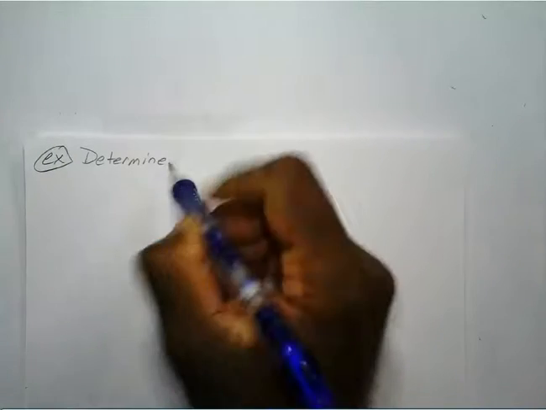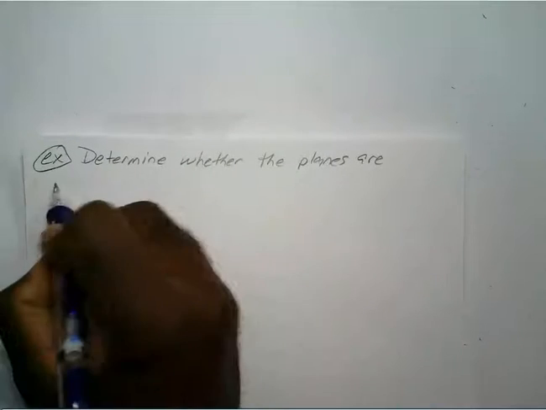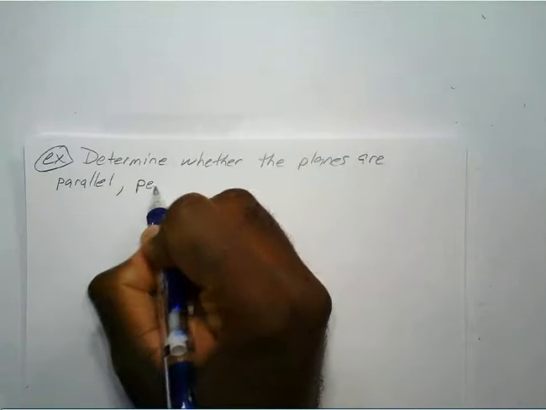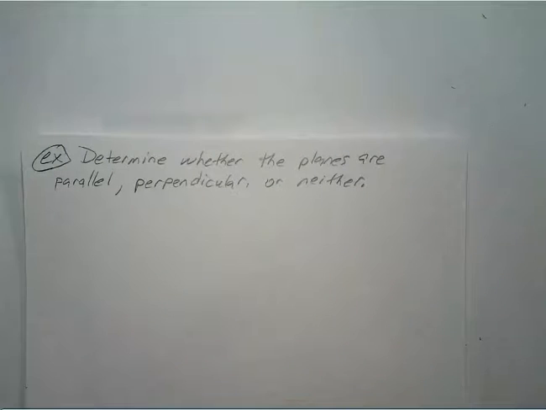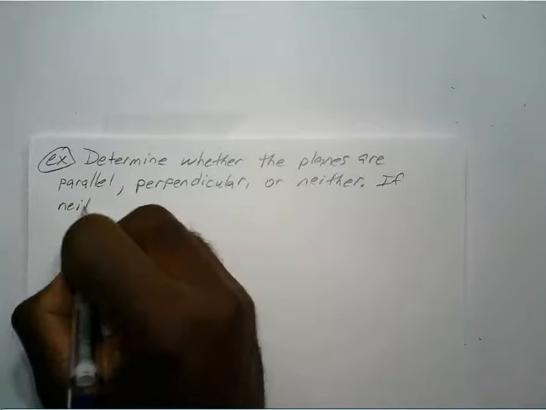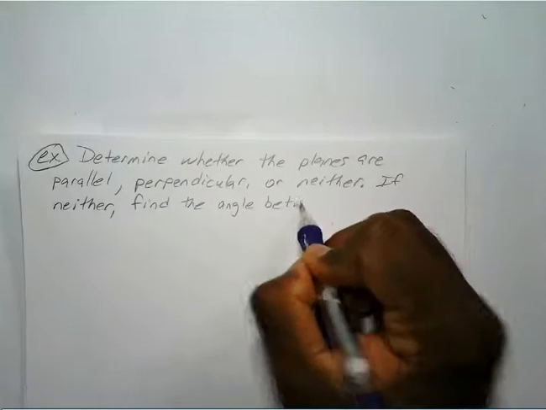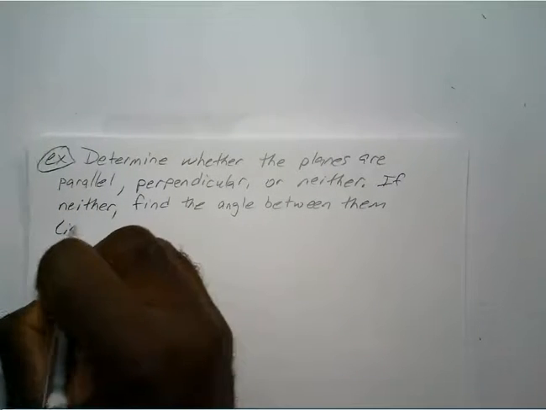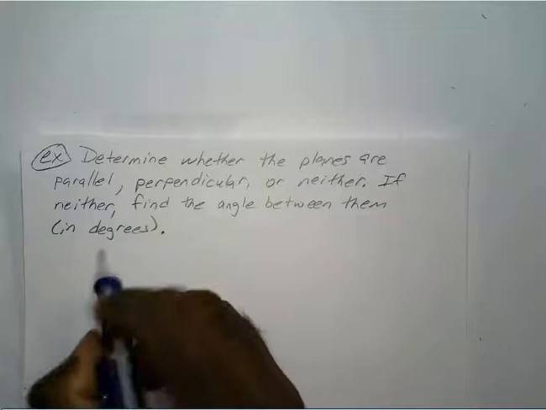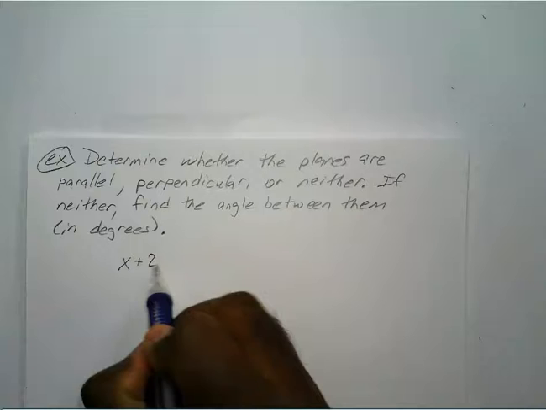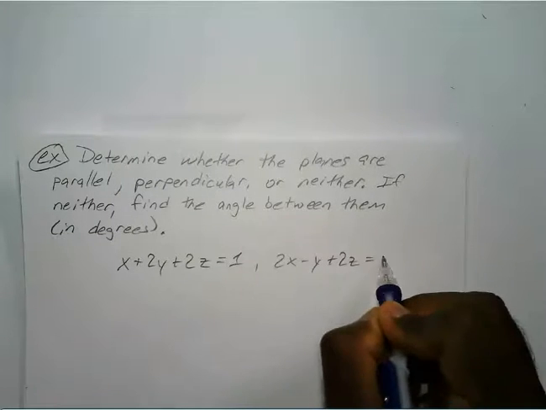Determine whether the planes are parallel, perpendicular, or neither. Okay. Now, if it's neither, find the angle between them in degrees. All right, so the two planes are x plus 2y plus 2z equals 1, and 2x minus y plus 2z equals 1.